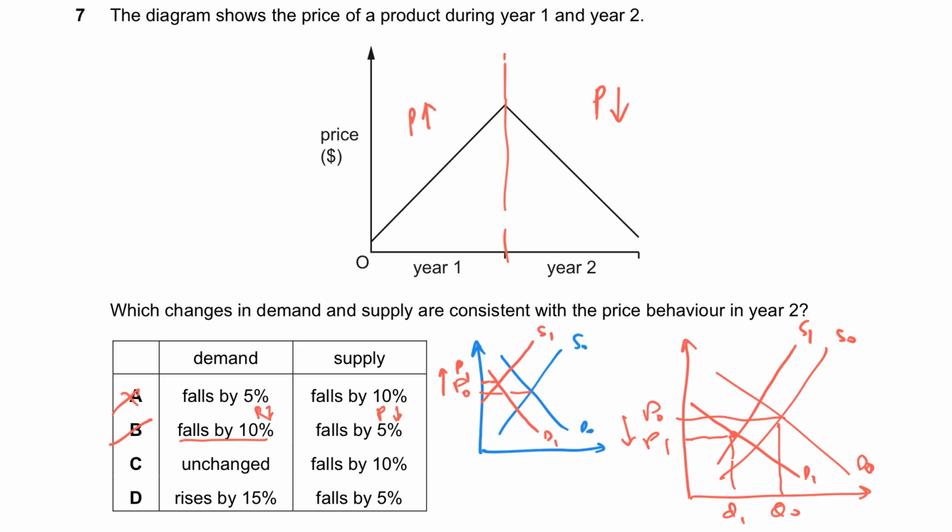But let's quickly look at other answer choices. C says demand is unchanged, supply falls. When the supply falls, price will go up. So this can't be true. D says demand is rising, so price will go up. And supply is falling by 5%, so price will go down. Because we ultimately want the price to fall, we would not go for even D because D would result in ultimately price to go up. So the best answer for us is B, where the demand is falling by more than the fall in supply, making ultimately the price to fall.